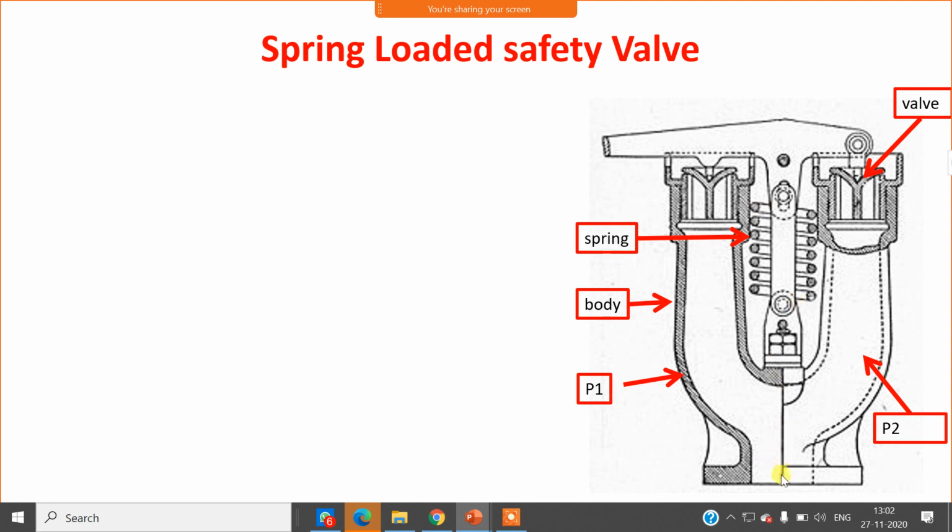When steam enters pipe 1 or pipe 2, it applies pressure on the valve against the spring. When the steam pressure overcomes the spring force, then this valve lifts up, creates the opening, and releases the exhaust steam to the surroundings.